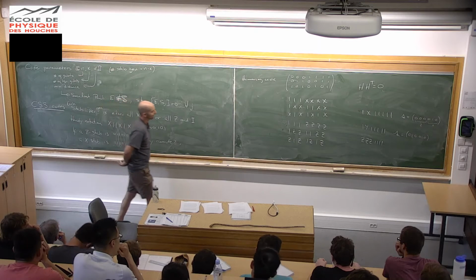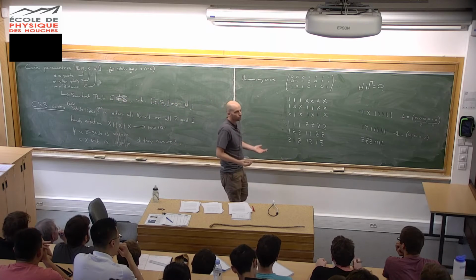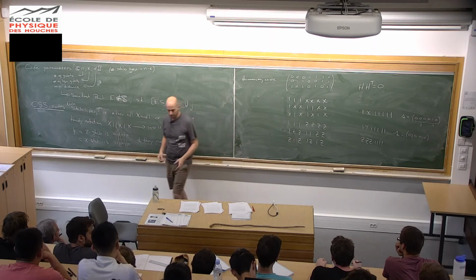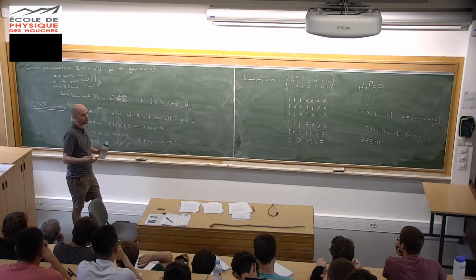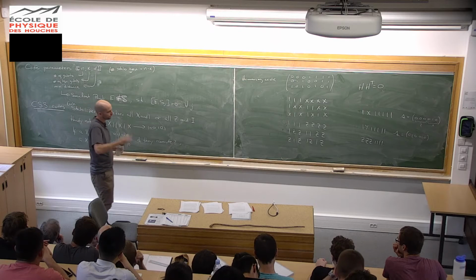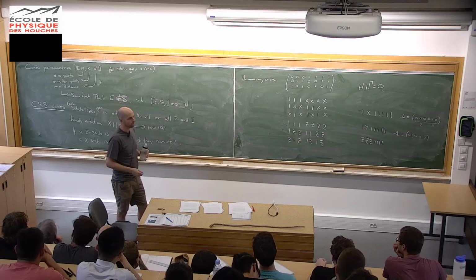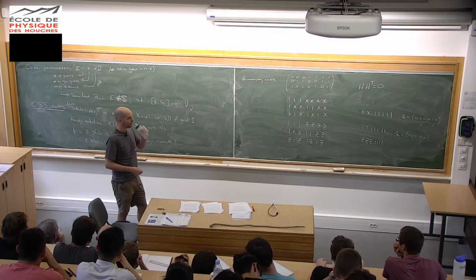Yeah. You can always brute force search. But sometimes you can be a bit clever. If the code has structure, sometimes you can exploit it. Like the surface code, you will be able to compute the minimum distance. But generally speaking, it's hard.